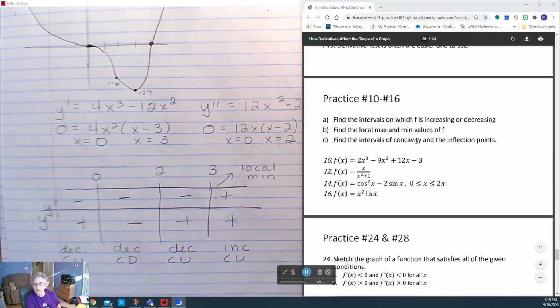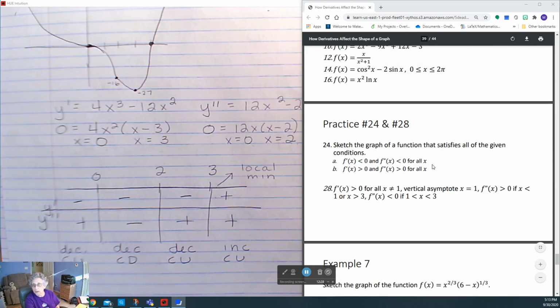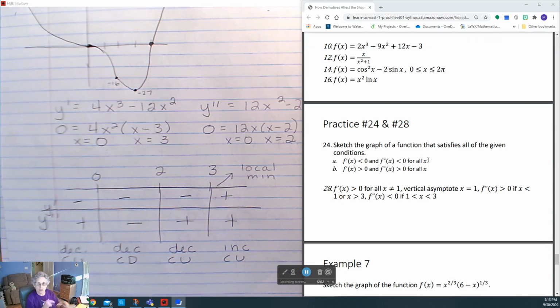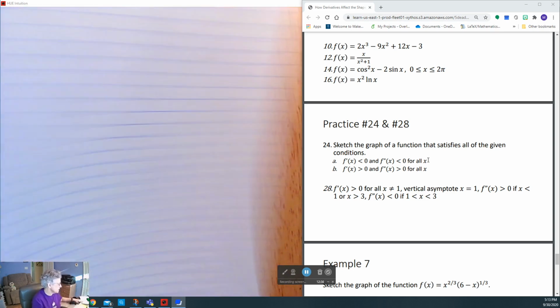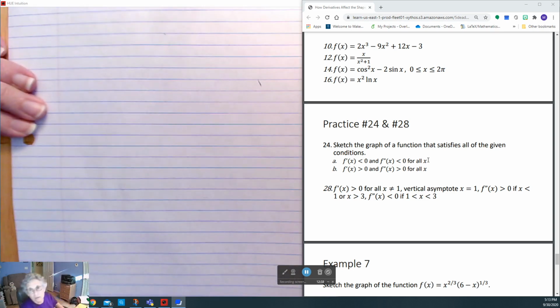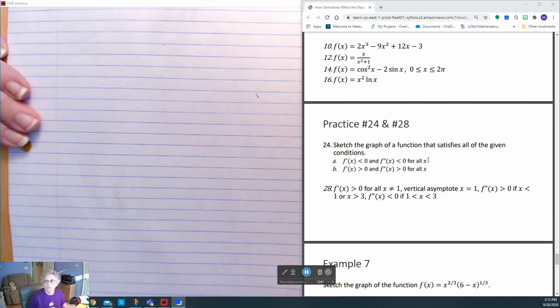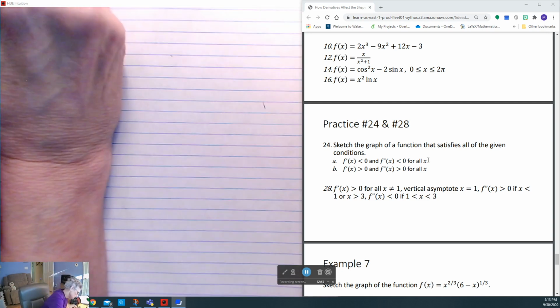So practice 10 through 16. I'm going to let you work on those on your own. Sketch a graph that satisfies the given conditions. We're going to do that one together. I'll leave myself an entire sheet of paper for 10, 12, 14, and 16.